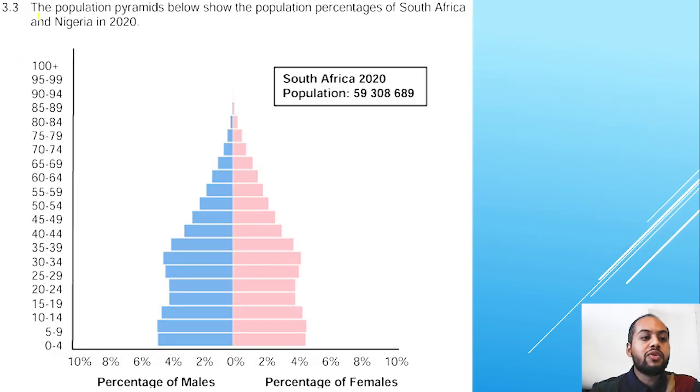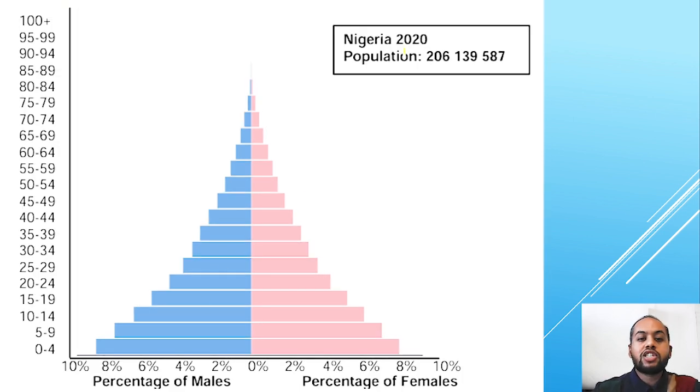The next question is 3.3 that reads the population pyramids below show the population percentages of South Africa and Nigeria. The first one that you have here, you can see percentage of males, percentage of females, the first population pyramid. It says South Africa in 2020 with the population size. The next one is a population pyramid of Nigeria in 2020 with a certain population size, also broken up into percentage of males as well as the percentage of females. And as you can see, the ages are here on the left-hand side on the y-axis.